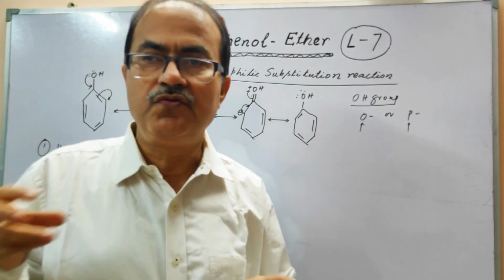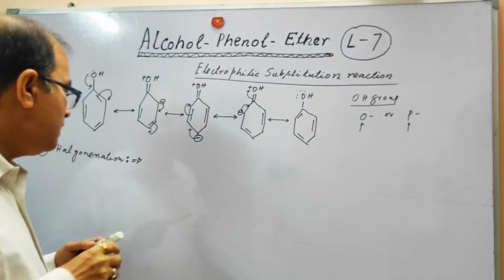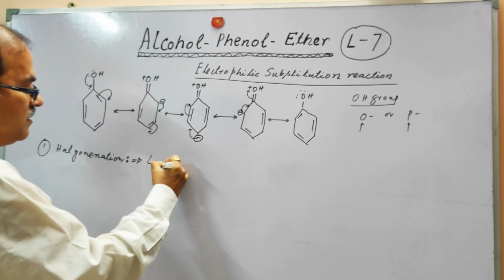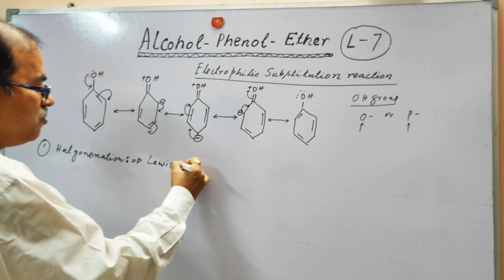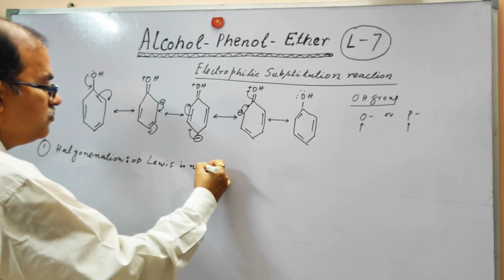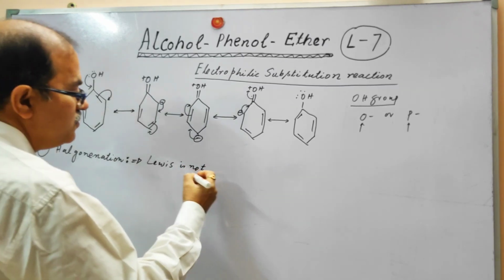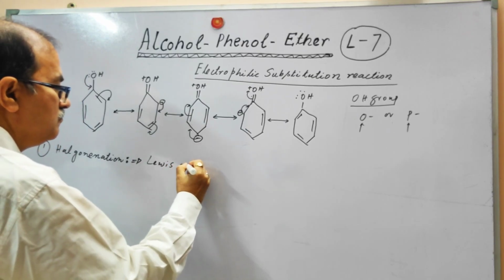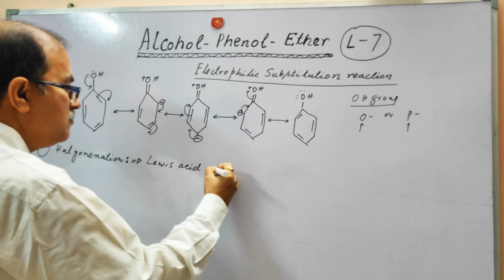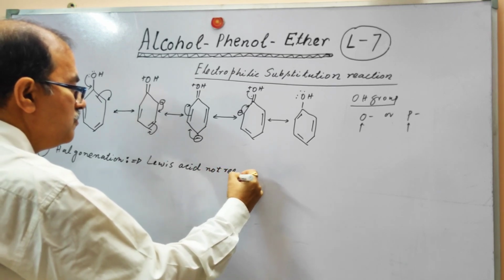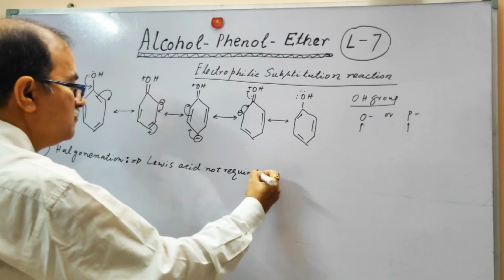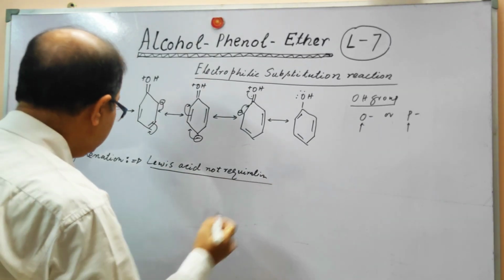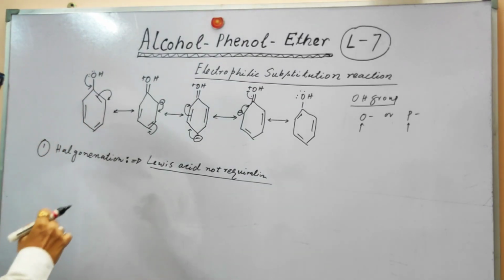In this electrophilic substitution reaction, you do not need any Lewis acid. Lewis acid is not required in the case of halogenation of phenol, because the benzene ring, due to the presence of the OH group, is much more activated.